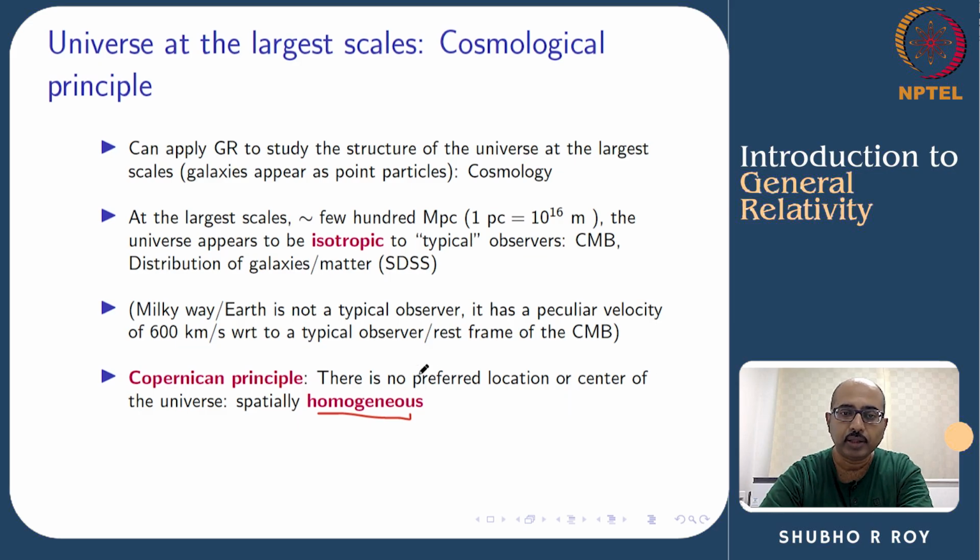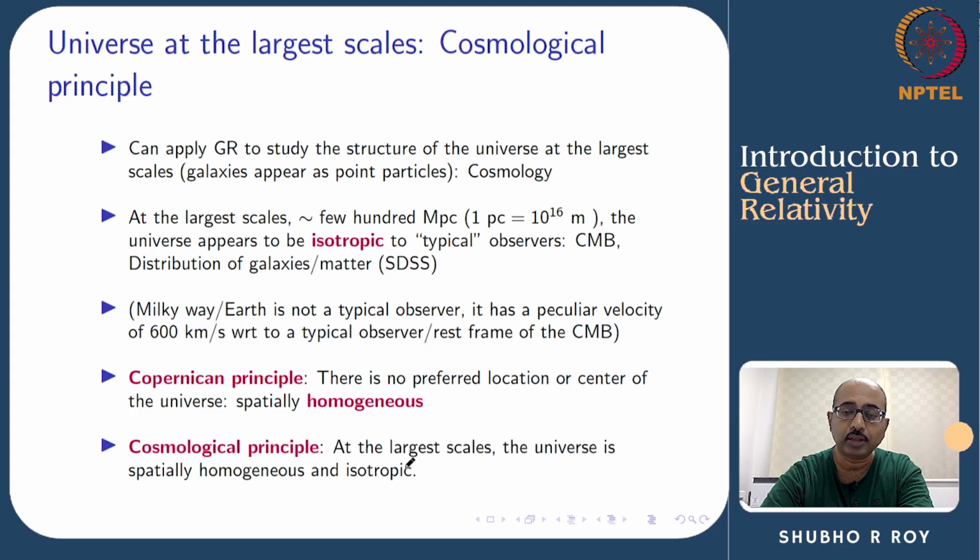And then if you combine the isotropy of a typical observer with the fact that any location should see this, we are led to something called the cosmological principle, which says that at the larger scales, again, by larger scales I mean a few hundred megaparsecs, the universe is spatially homogeneous and isotropic. All directions look the same, and at every location, the way the universe appears is also the same.